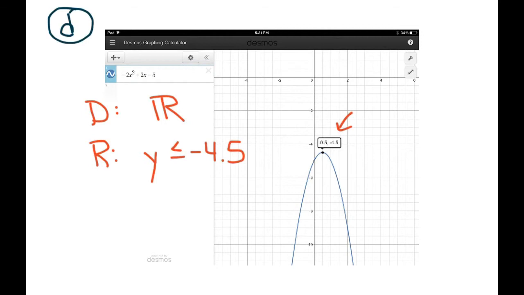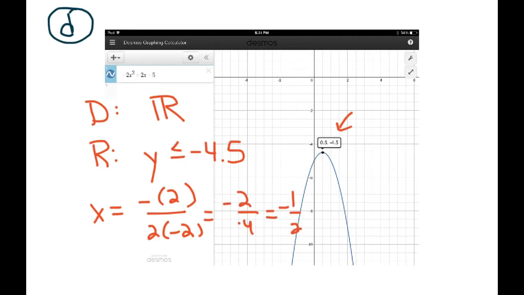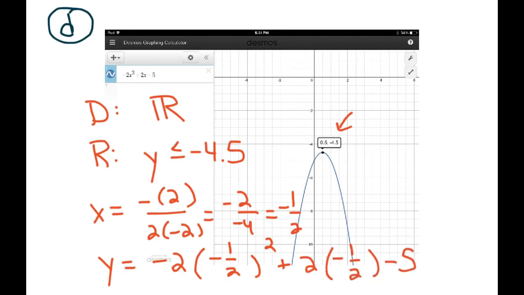And again, you could have found this algebraically by finding the axis of symmetry, and then plugging the axis of symmetry back into the original equation to find y. And you would have gotten the exact same answer. It just depends on which way you would like to do it and if you're comfortable with the graphing calculator or not.